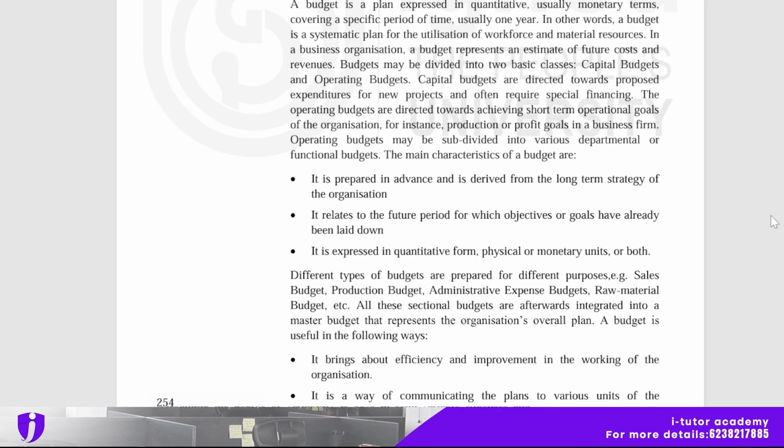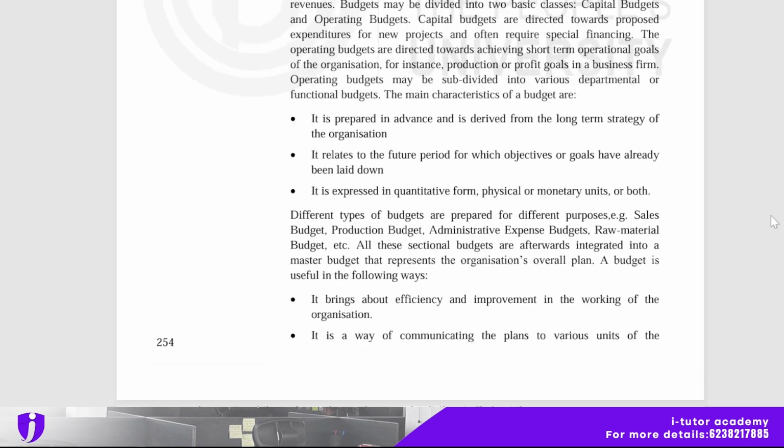Budgets may be divided into two basic classes: capital budget and operating budget. Capital budgets are directed towards proposed expenditure for new projects and often require special financing. Operating budgets are directed towards achieving short-term operational goals of the organization, for instance, production or profit goals in a business phase. Operating budgets may be subdivided into various departmental or functional budgets.